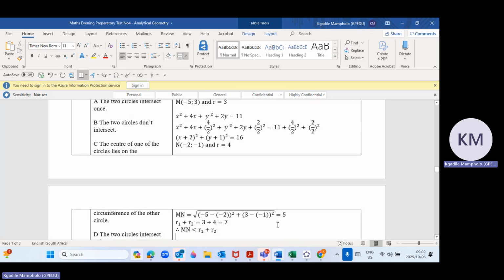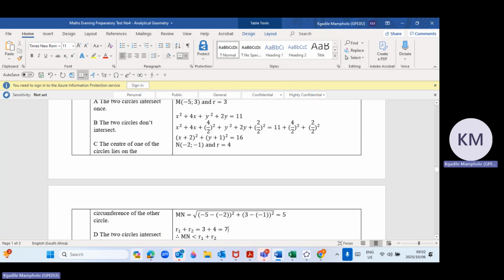First, you calculate the distance between their centers using the distance formula. So we know that the center's x here is minus 5, then x here is minus 2. Then you substitute. Y here is 3, y here is negative 1. Now we are calculating the distance between the centers. The distance between the centers will be 5.